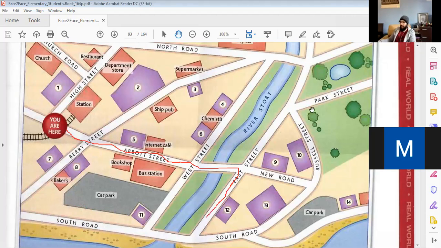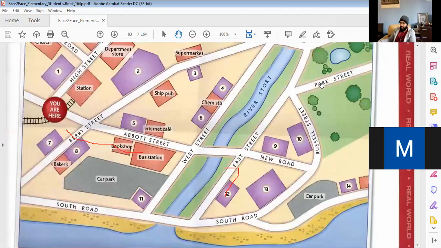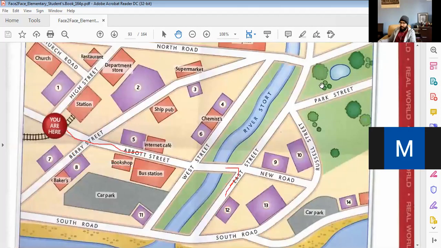Okay. Let's check. So the river is on your right. And turn left at the end of the street and then go along South Road. Okay, معناها خلينا ناخذ left. She said turn left on South Street. هذا حيكون معناها بنكمل الشارع لآخره. And then she said turn left, right? Yes.